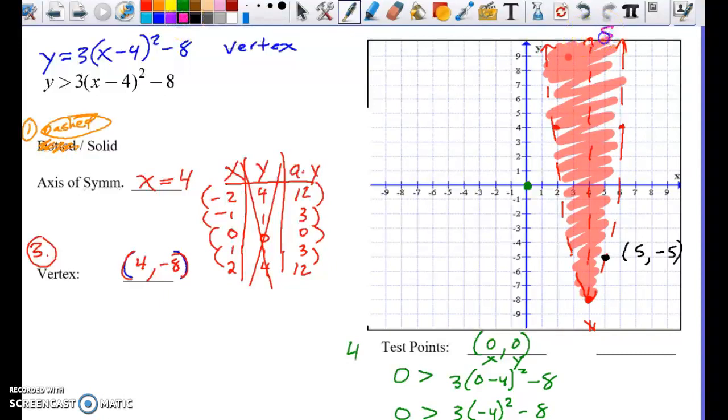Now, I've kind of brushed over the fact that step 5 was shading, but those are the 5 steps. Tell me whether it's dashed or solid. Write it as an equation instead of an inequality. Then graph it.